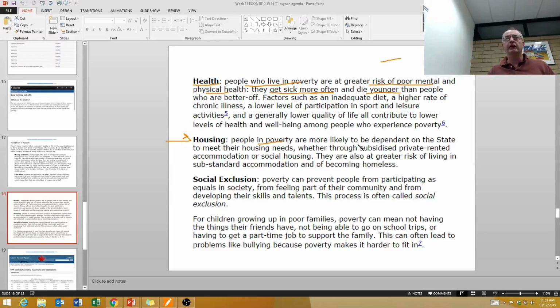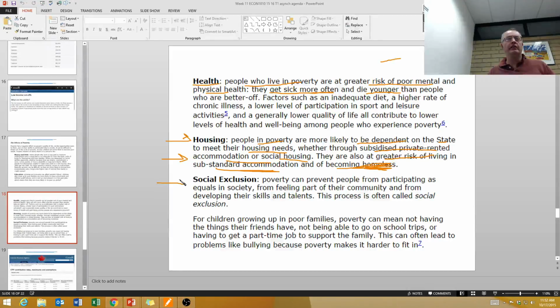And then there's also an impact on our housing. So people in poverty are more likely to be dependent on the state, so the government, for their housing needs, whether it's through subsidized private rented accommodation or social housing. And there's a greater risk of living in substandard accommodation and of becoming homeless. So again, poverty has some undesirable consequences in the realm of our accommodations.